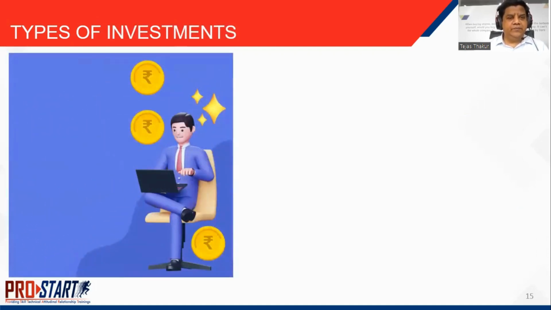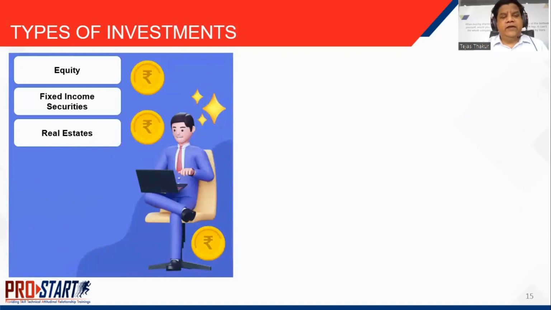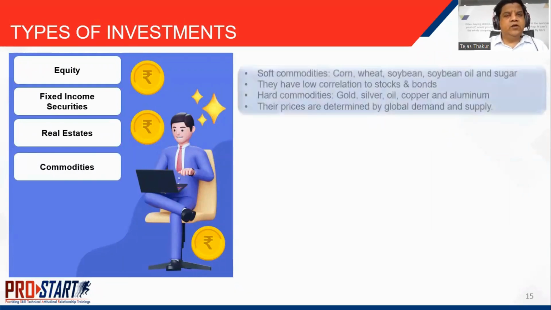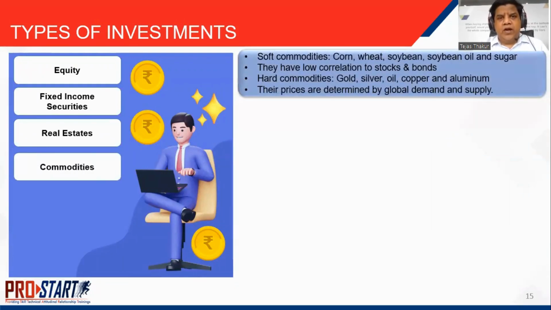Types of investment, if you have to see: you have equity, fixed income instruments, and real estate. All of us know these, so I'm not getting into it. Coming to commodities, everyone knows them, but there's a point in the book which I wanted to highlight. There is something known as soft commodity and hard commodity. What is the ideal difference? Hard commodity is something which is mined. If you get that commodity by mining, then it is a hard commodity, otherwise it's a soft commodity. Examples of soft commodity: corn, wheat, soybean oil, sugar, etc. Examples of hard commodities: gold, silver, copper, aluminium, etc.